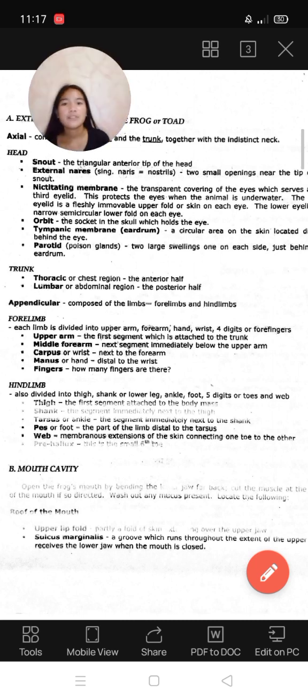Next is lumbar. Lumbar or abdominal region is the posterior half. The lumbar trunks are paired lymphatic trunks that join to form the cisterna chyli, forming an integral part of the lymphatic system. The lumbar trunks carry lymph from the infraumbilical abdominal wall, pelvis, and lower limbs.